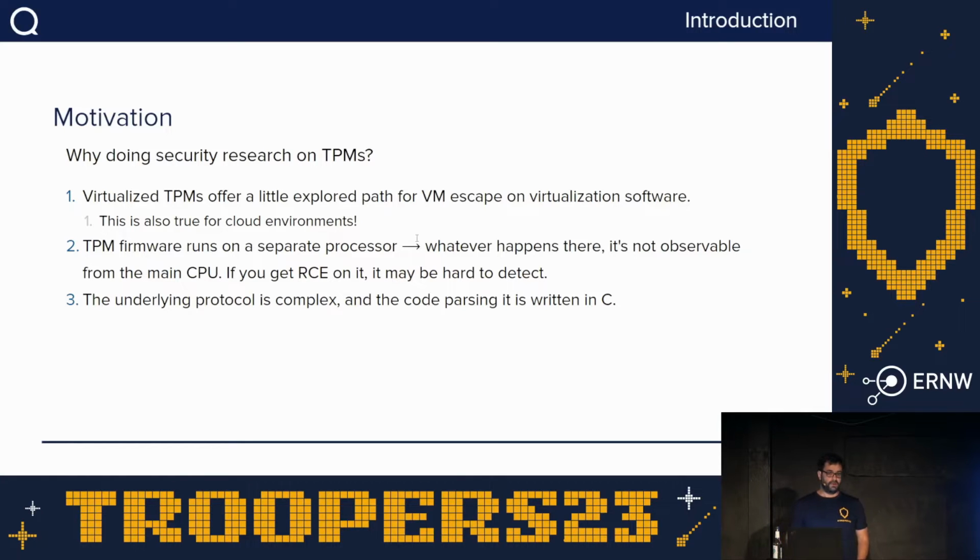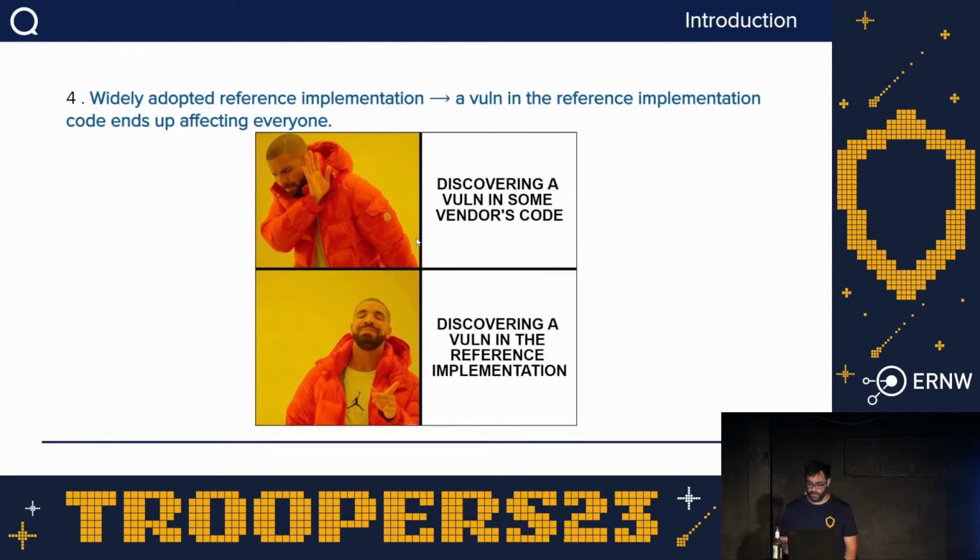Also, the underlying protocol of the TPM is really complex, and the firmware is typically written in C, so we know for sure that this usually leads to vulnerabilities. And fourth, there's a reference implementation published by the Trusted Computing Group, which is used by most of the vendors. So if we manage to find a bug in the reference implementation, we typically manage to affect a lot of different vendors because they all share the same code base.